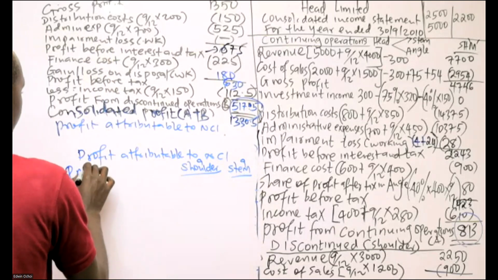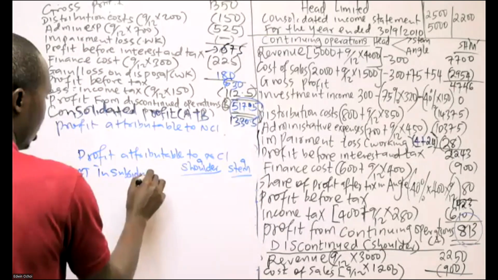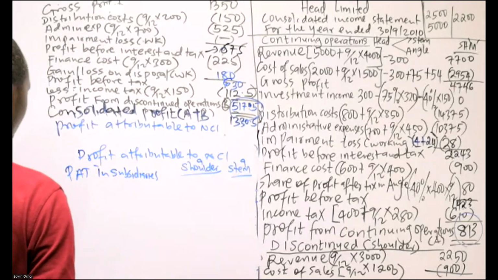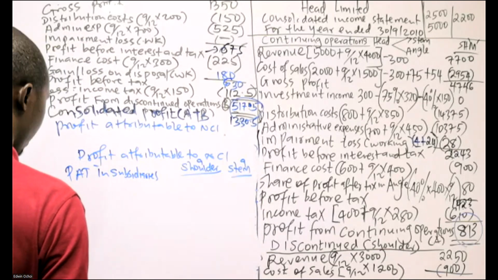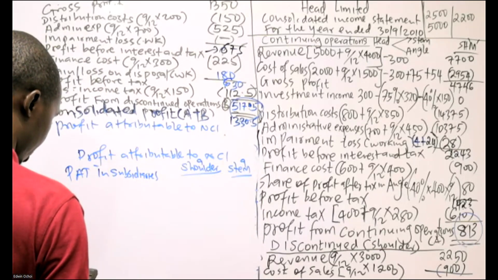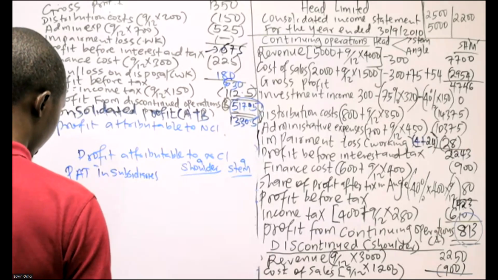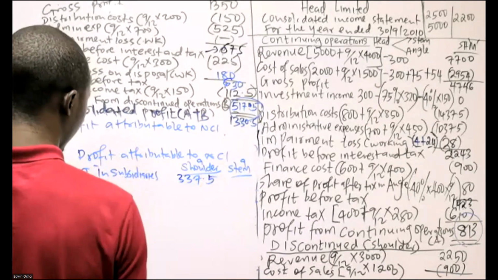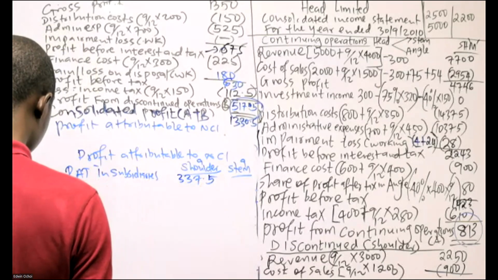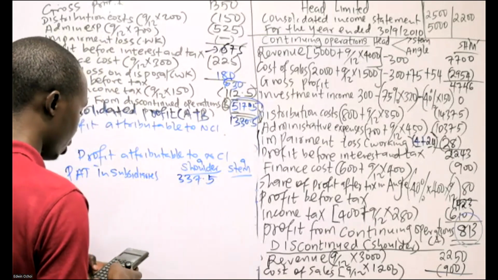So you talk about profit after tax in subsidiaries. The profit after tax in Shoulder, you apportion for the first 9 months. The profit after tax in Shoulder was 450. 450 times 9 over 12 is 337.5. For Stem, the profit after tax is 520. So 520 times 9 over 12, that is 390.